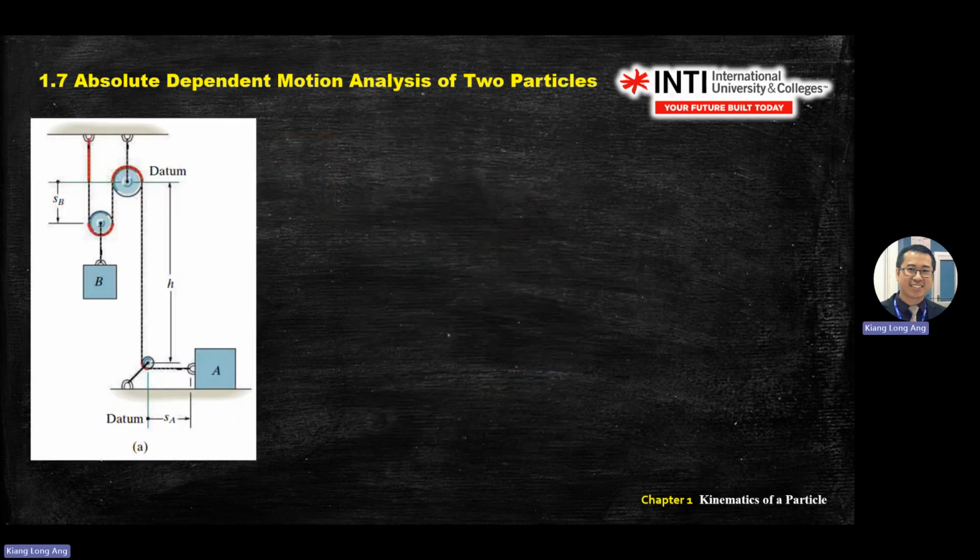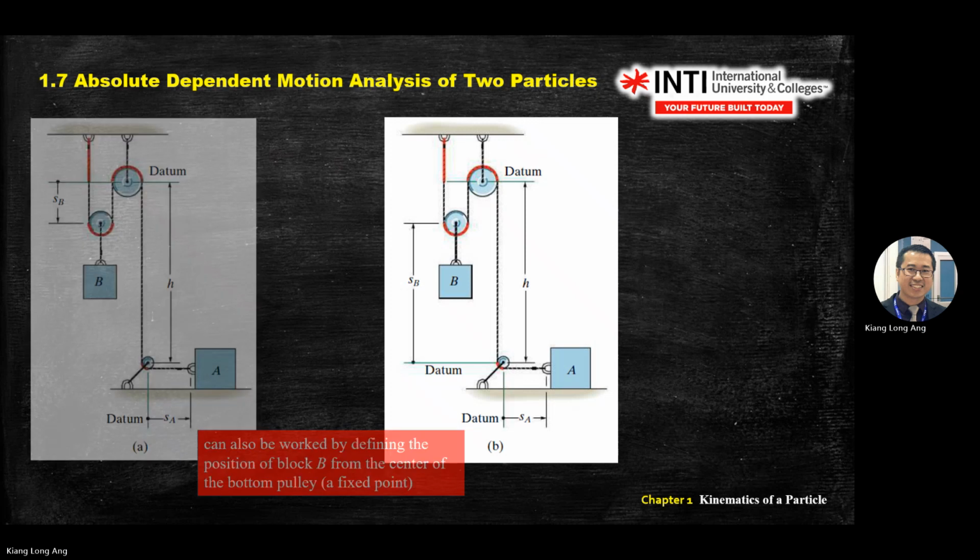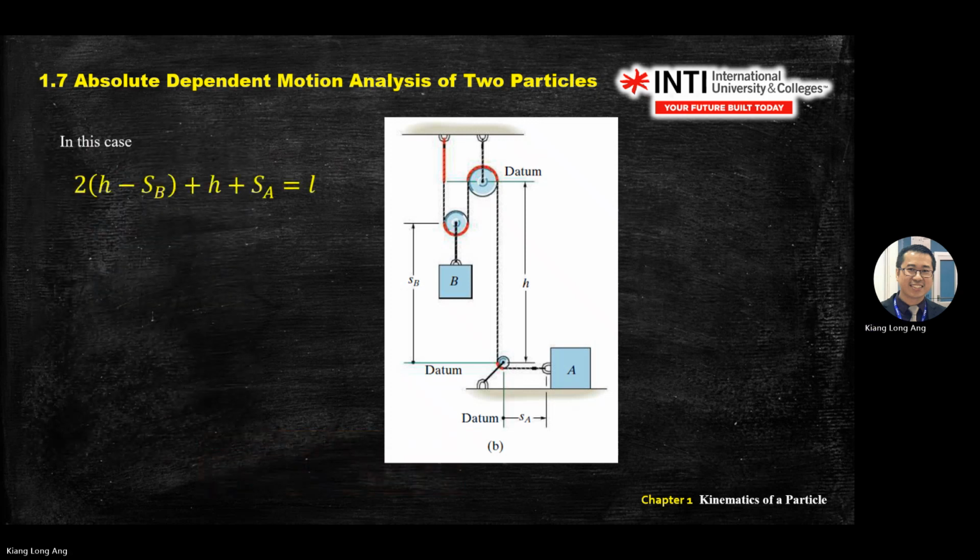Now this is the diagram you see. What happened if I change the datum? Oh, you wrongly put the datum. Do you see the changes of datum? What changes? SB datum change. Left hand side datum is from the top. Right hand side datum is from below. Same motion. You pull A, B will move up. But now your datum change. You see what happened to your calculation?